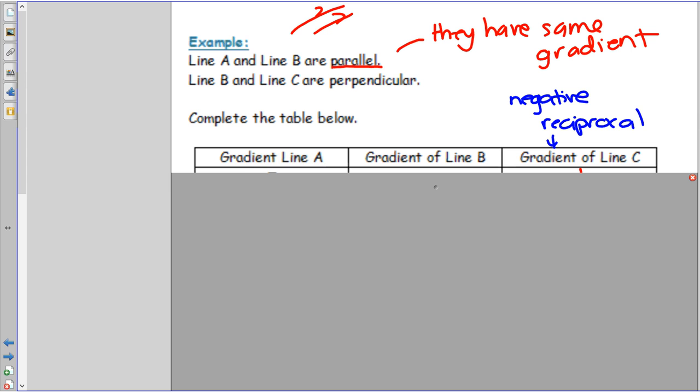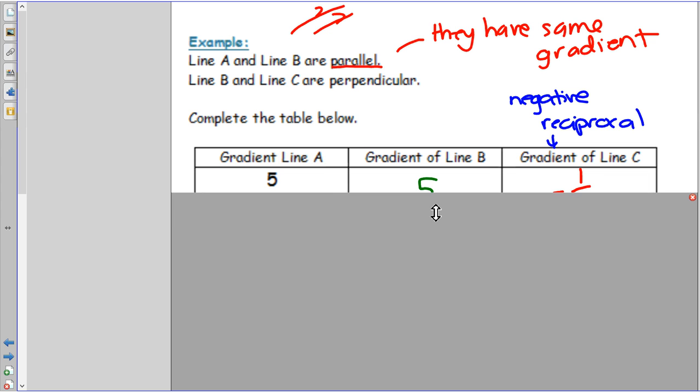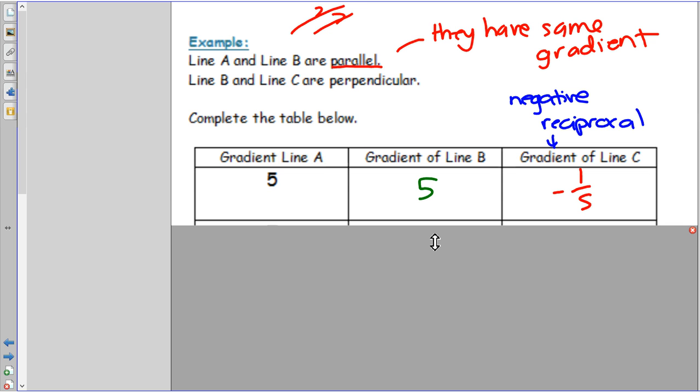Line A and B are parallel in this example. Parallel meaning going in the same direction and an equal distance apart the whole time. Line B and C are perpendicular. So parallel, remember, has the same gradient. Perpendicular, their gradients must be the negative reciprocal of each other. So complete the table below. Line B is parallel to line A, so it must have the same gradient, and line C must be the negative reciprocal of that. So same gradient for these two, negative reciprocal for that one.